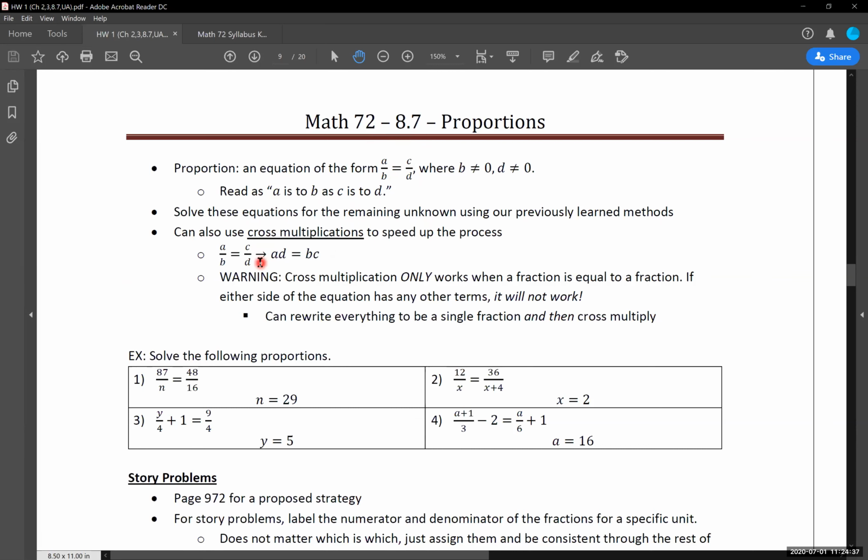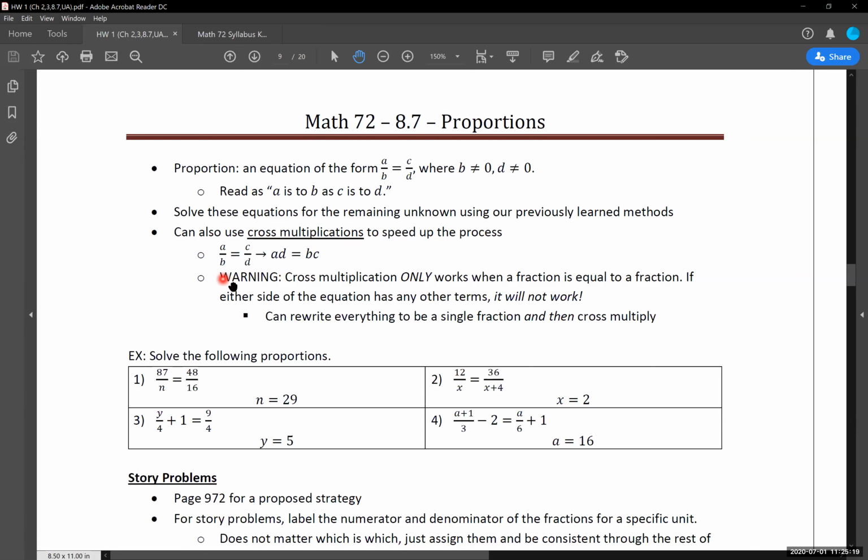Cross multiplication states that you would take the numerator of the first fraction and multiply it with the denominator of the second fraction, and you get a result. So we get AD on one side. Then you would take the denominator of the first fraction and multiply it with the numerator of the second fraction. So we kind of cross over here. That's where it gets its name, cross multiplication. And we would put that result on the right side of our equation. This is an extraordinarily handy tool. It speeds up the process quite a bit when we are working with proportions.